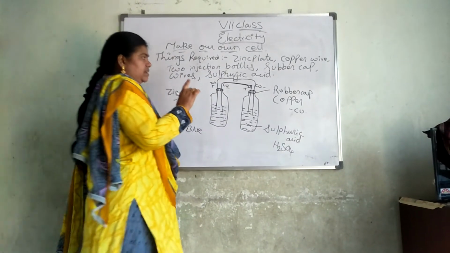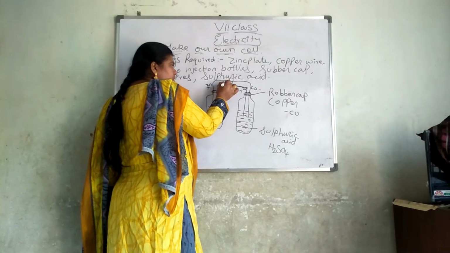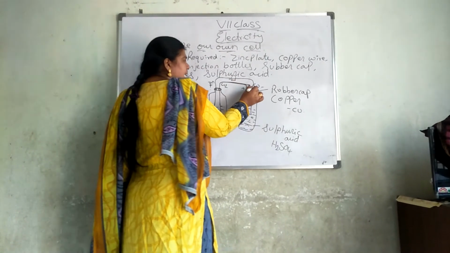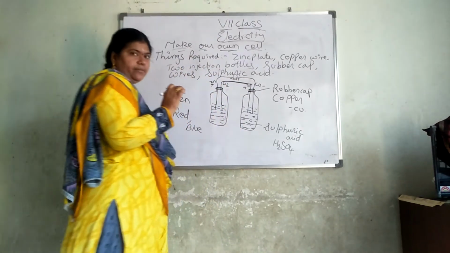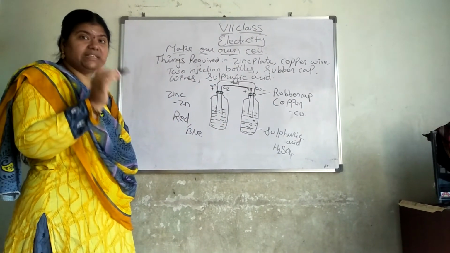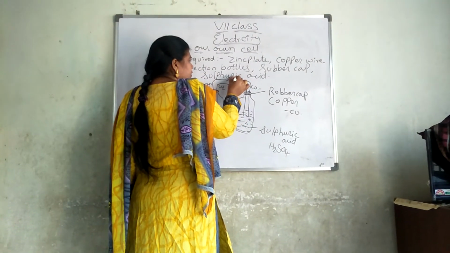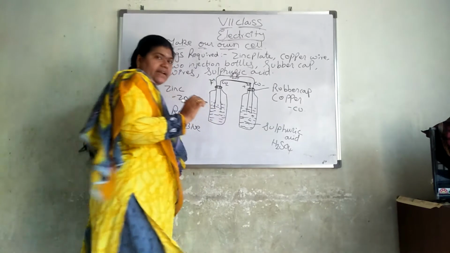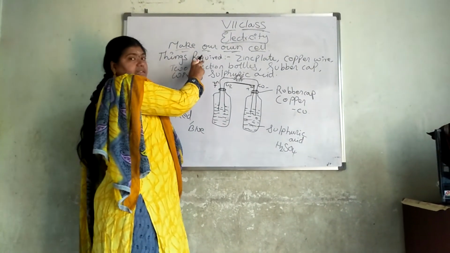If your circuit is correct, this zinc plate is positive, so it is connected to the negative terminal of the bulb, and the copper is negative, so it is connected to the positive terminal of the bulb. If your circuit is correct, the bulb will glow. Whatever your arrangements, if they are correct, the bulb will glow.